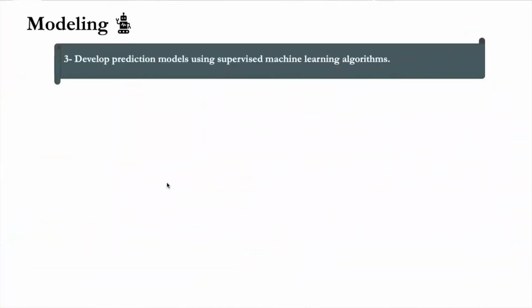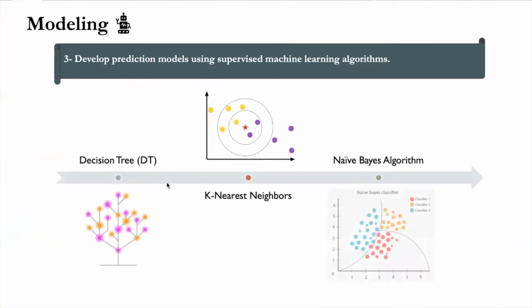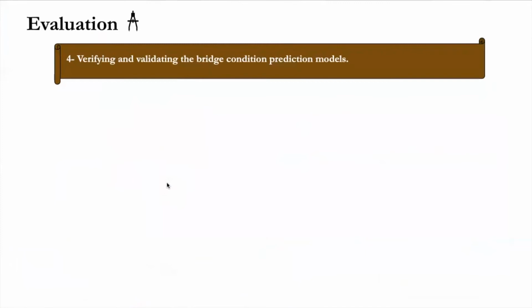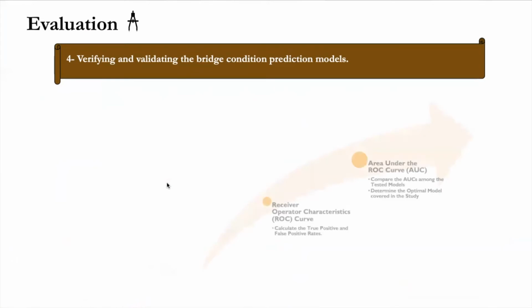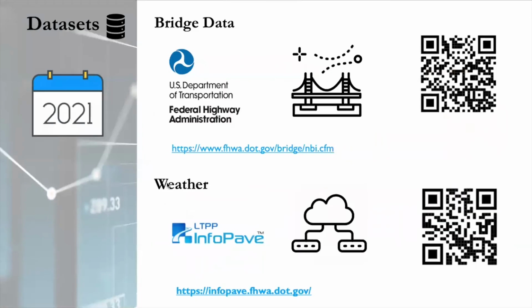In our project, 3 machine learning algorithms have been chosen, namely decision tree, KNN, and naive Bayes. This would allow for comparative analysis, evaluating each model's advantages and shortcomings, since there is no definitive benchmark. To determine the optimal model from the candidates, the receiver operator characteristics curves will be built. Then the areas under the ROC curves can be calculated and compared for each model. These are the sources of our bridge and weather data in 2021 for this study.